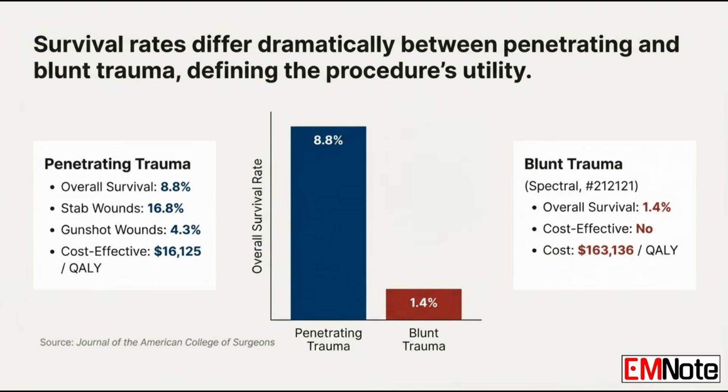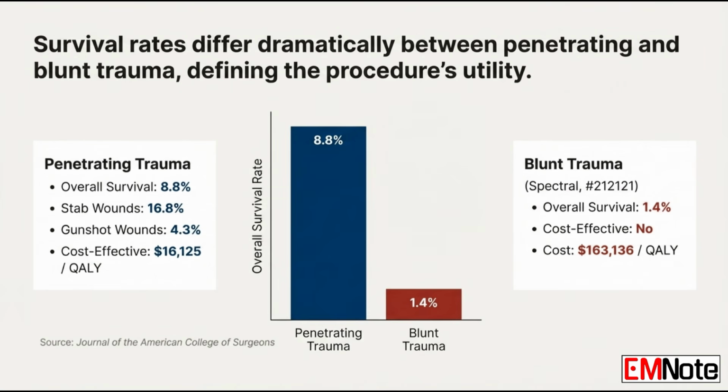So let's put numbers on that. What's the survival rate for penetrating trauma? For penetrating trauma, it's 8.8%. Okay, 8.8. And for blunt trauma? It plummets down to 1.4%. 1.4. That's a staggering difference. It's a six-fold difference. And that gap basically drives trauma policy all over the world.